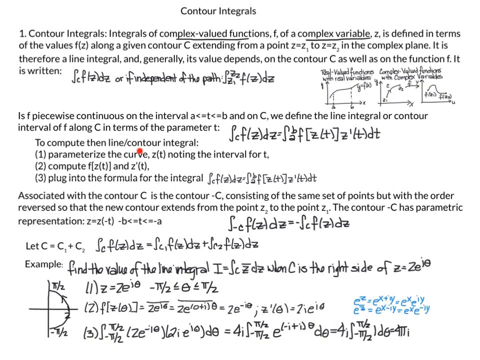The first step is to parameterize the curve z of t, noting the interval for t. Then compute f composed with z of t, and z prime of t. And then we just plug into our formula.